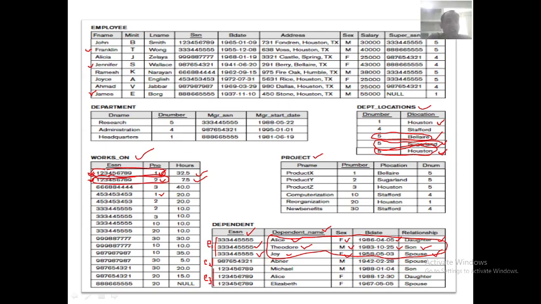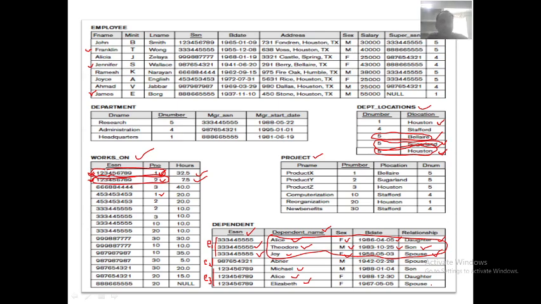1 2 3 4 5 6 7 8 9. Who is that? This is John B. Smith. John B. Smith is also an employee who is having dependents. Who are his dependents? Michael, Alice, and Elizabeth. Michael is a son, Alice is a daughter, and Elizabeth is a spouse, means his wife. Now see here, these are the three employees who are having the dependents.